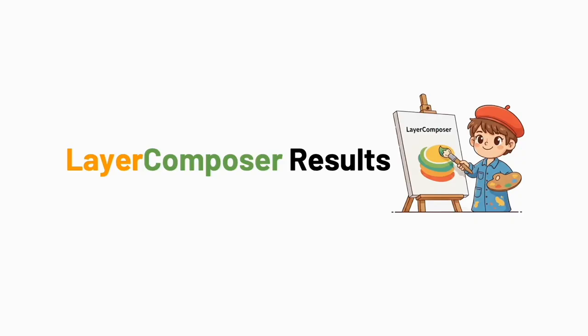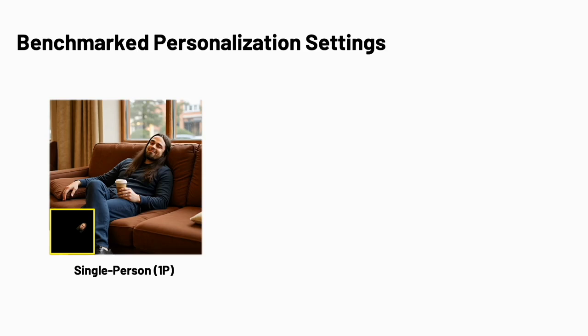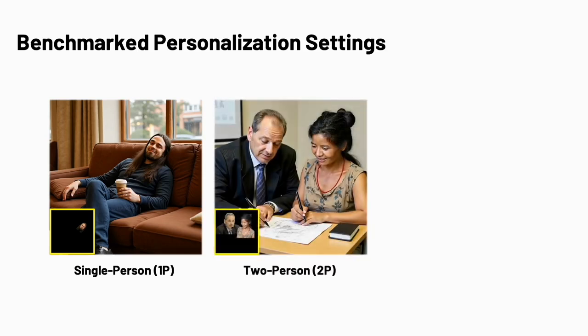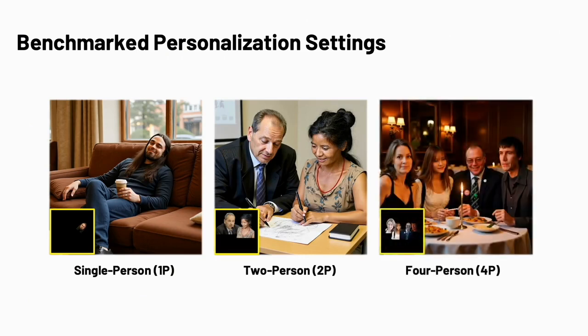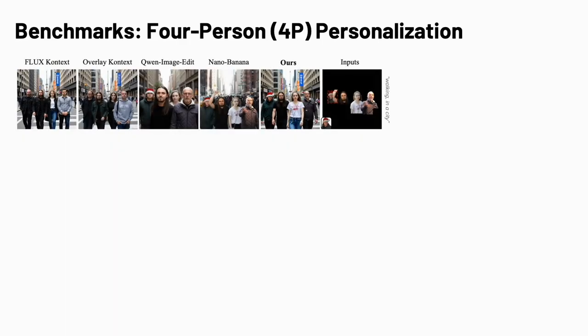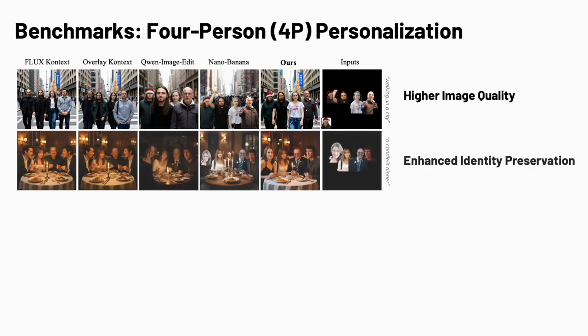We now demonstrate the qualitative results from LayerComposer. We have 3 benchmark personalization settings. The first one is single person or 1P, then 2 person or 2P, and lastly, the challenging and relevant 4 person or 4P personalization task. We first benchmark on 4P, and we only compare to editing-based methods here as standard personalization approaches do not work well in 4P due to limited scalability.